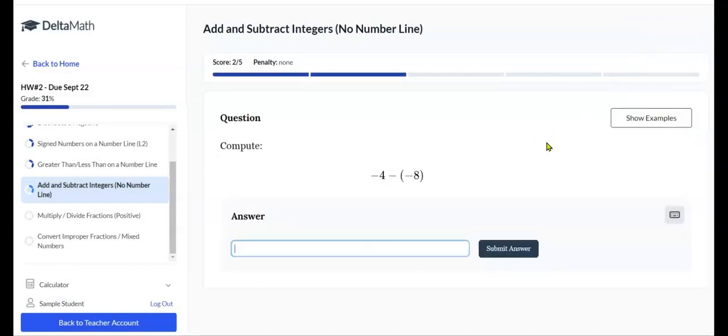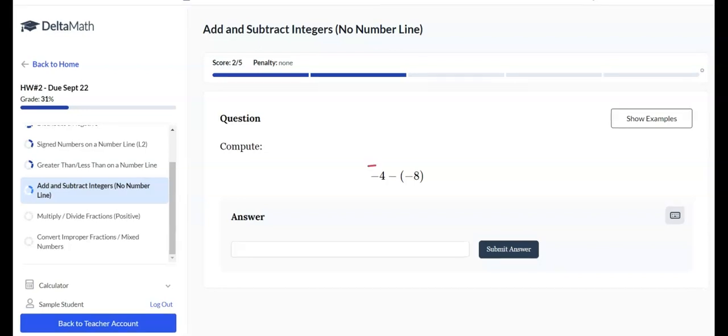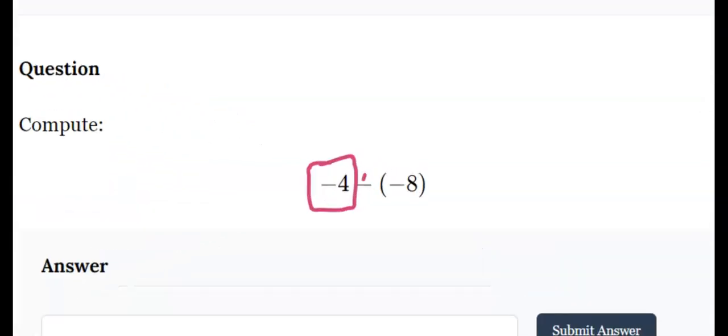Okay. Again, every sentence must be an addition sentence. If we don't have an addition sign between our values, we add the opposite number. So I'm going to keep the first one the same. Keep this, change this to addition, and change this to the opposite sign.